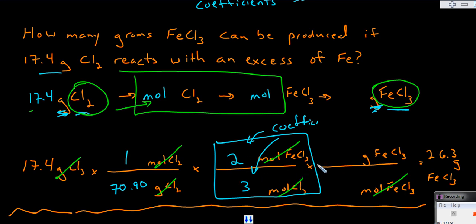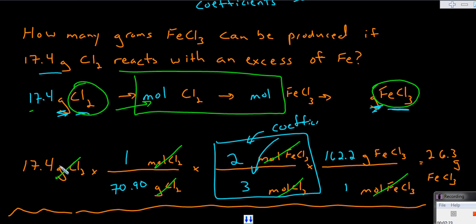And then finally, to go from moles of iron-3 chloride into grams of iron-3 chloride, again, between mass and moles, we must use molar mass. It's 162.2 grams of iron-3 chloride per 1 mole of iron-3 chloride, leaving us 26.3 grams of iron-3 chloride.